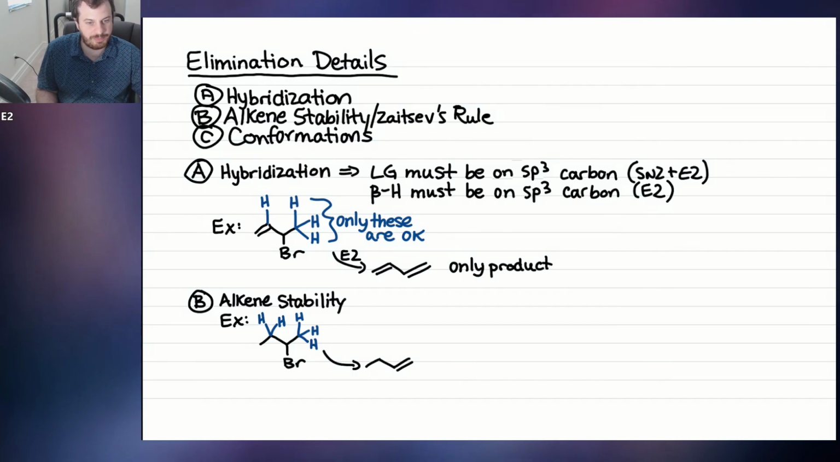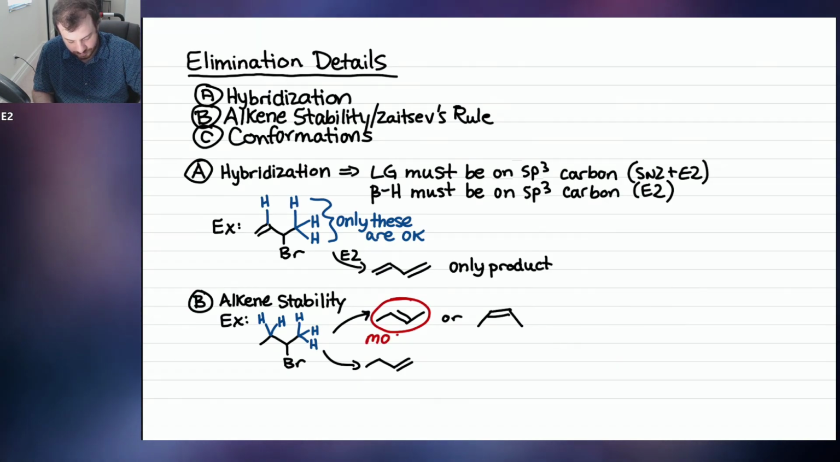If we eliminate towards the beta carbon on the left, we would get this alkene. But we would also get, potentially, the cis alkene. There's a stereochemistry possibility also for that. So there's actually 3 alkenes possible from this one substrate, and it turns out that the most stable one is this one here. Okay, and so what's the rule to help us pick the most stable alkene?